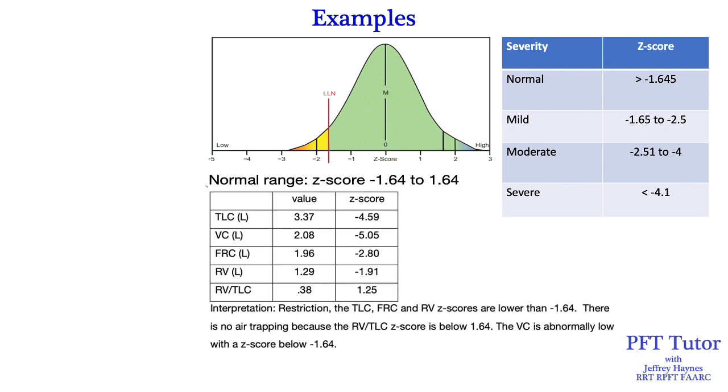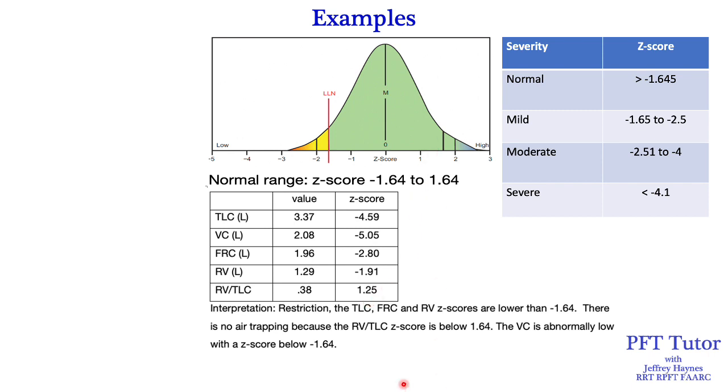In our last example, we have a TLC of 3.37 liters, which has a z-score of minus 4.59. So that's way over here. The vital capacity is 2.08 with a z-score of minus 5.05. So once again, way over here. The FRC is 1.96 liters with a z-score of minus 2.8. So that would be in this region of the bell curve. The RV is 1.29 with a z-score of minus 1.91, so just below 2. And the RV to TLC ratio of 0.38 has a z-score of 1.25, so that would be considered a normal value.